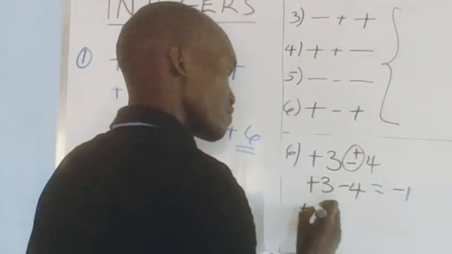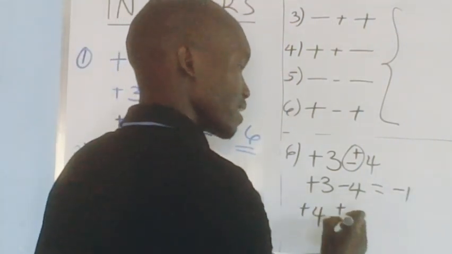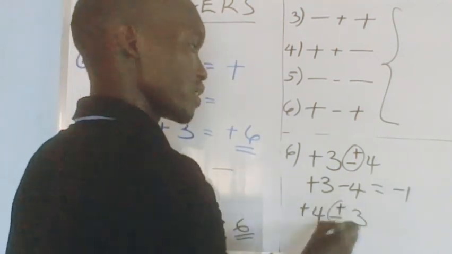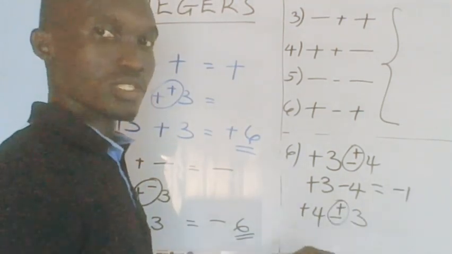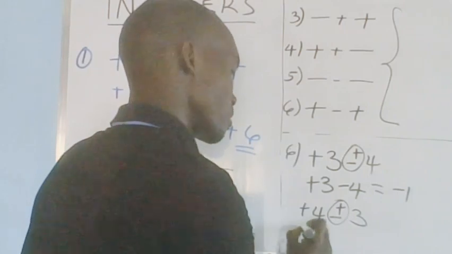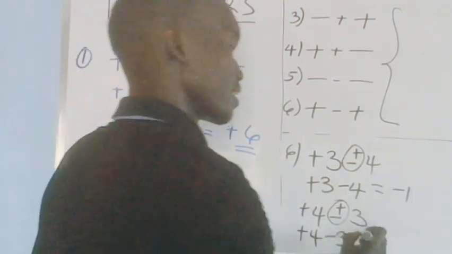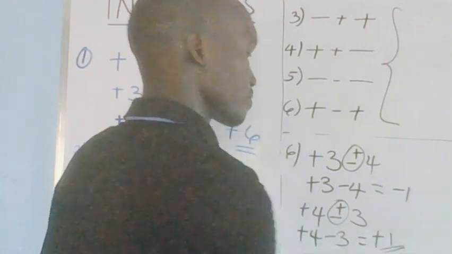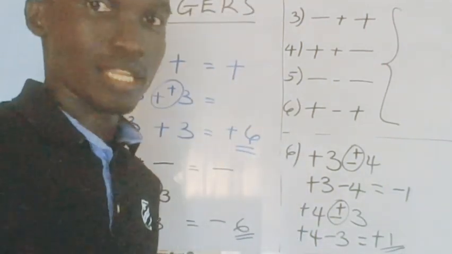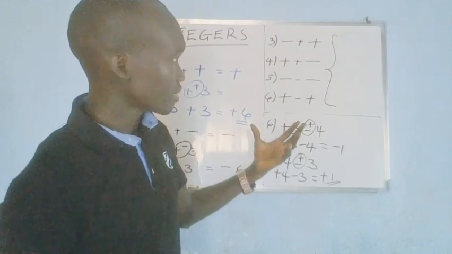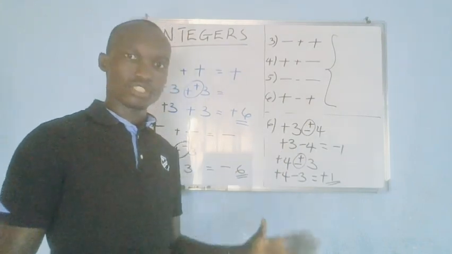Assuming we have positive 4 minus plus 3. We deal with these two signs. Negative and a positive will always be negative. So plus 4 minus 3. 4 minus 3, that will be positive 1. It always takes the sign of the bigger number. Once you get this concept, that is the end of it on addition and subtraction.